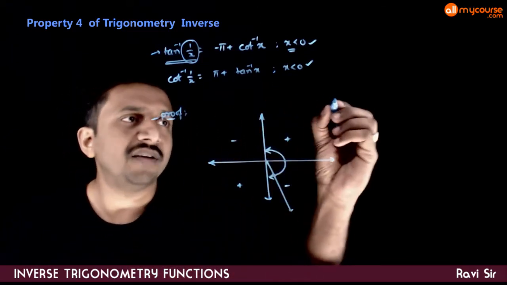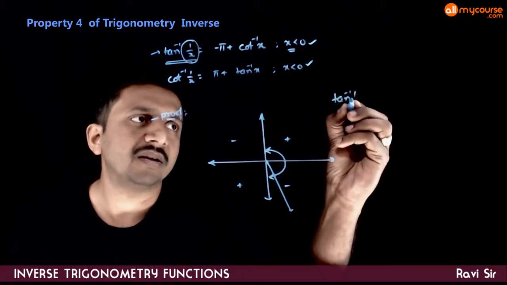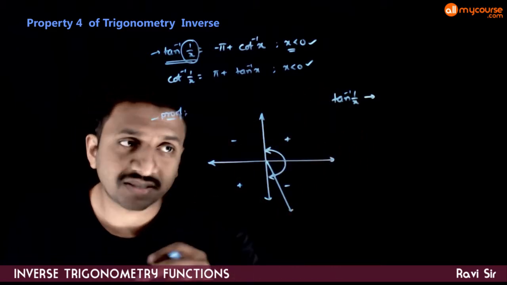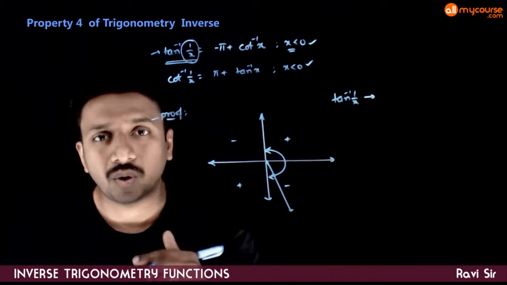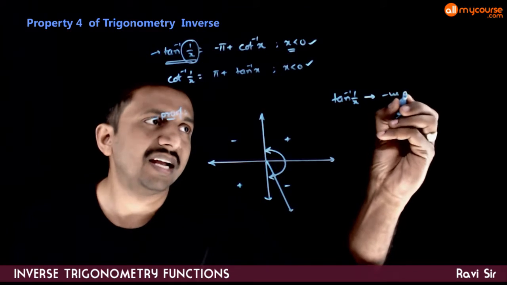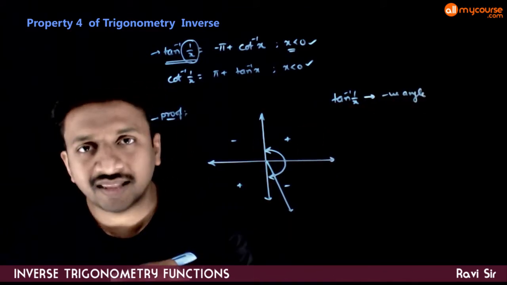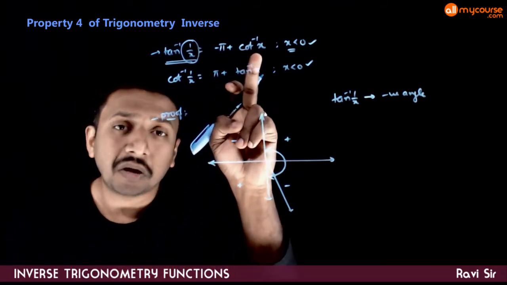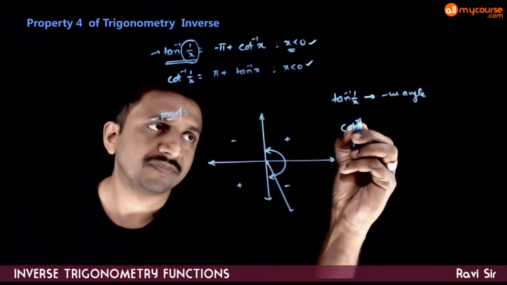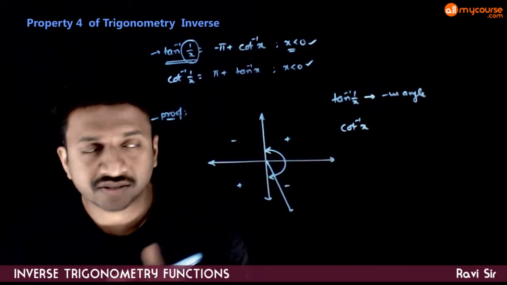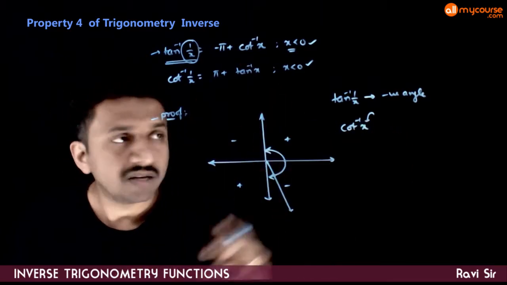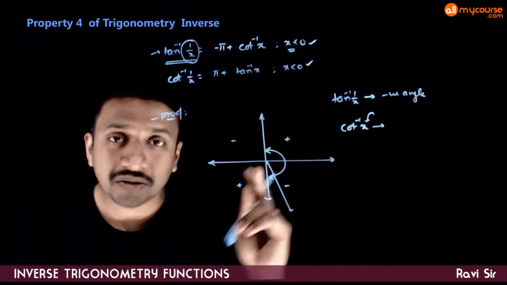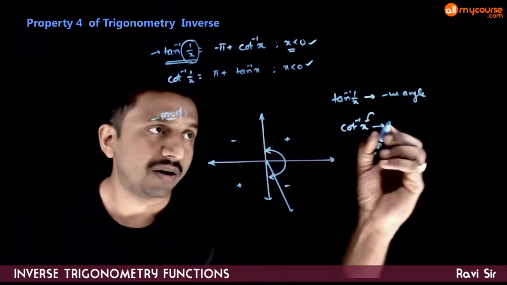That is, if x is negative, tan inverse of 1 by x is in the fourth quadrant. That is, this is a negative angle in the fourth quadrant. Now, cot inverse of x. If you take cot inverse of x, because x is negative, a negative number is going inside cot inverse. So obviously you get an angle in the second quadrant.